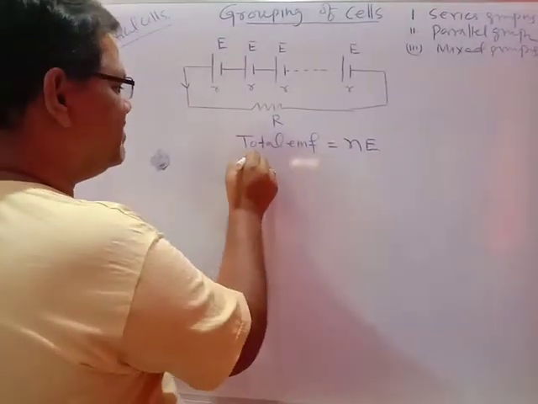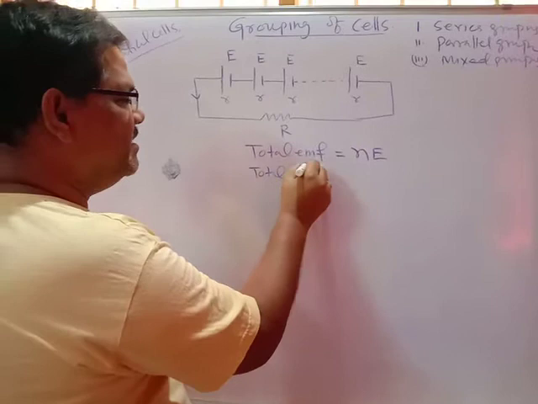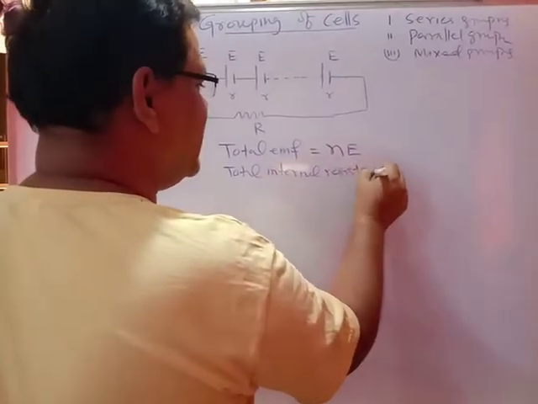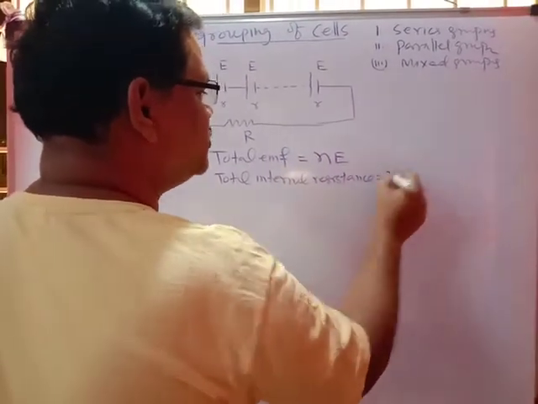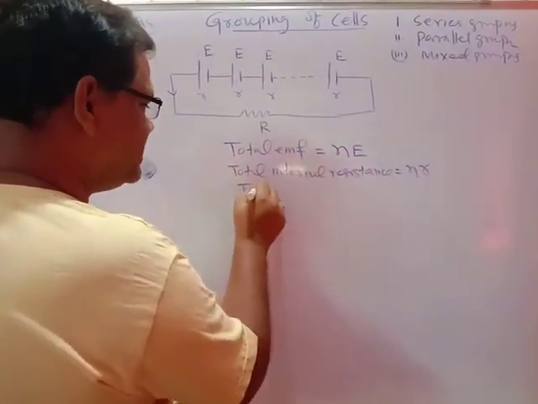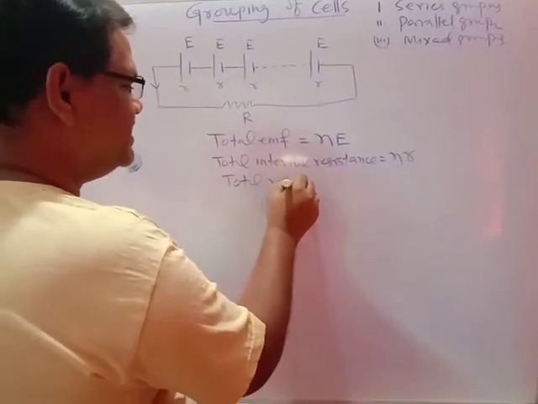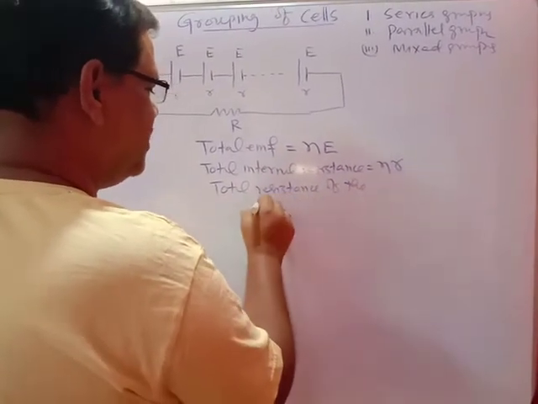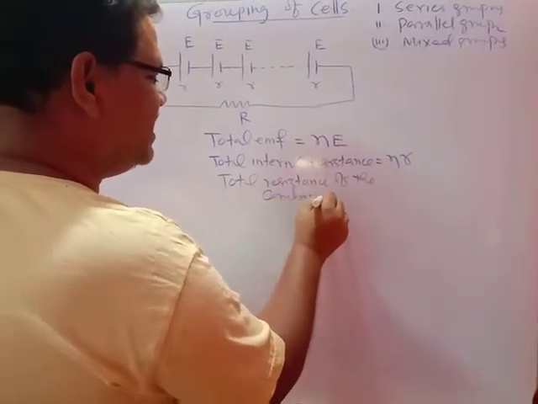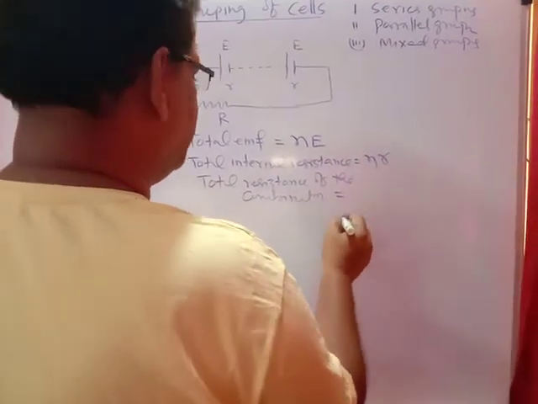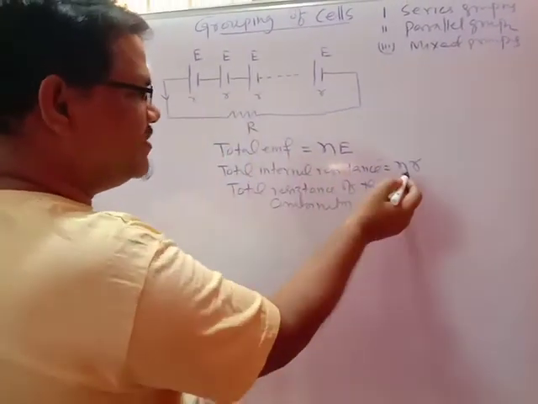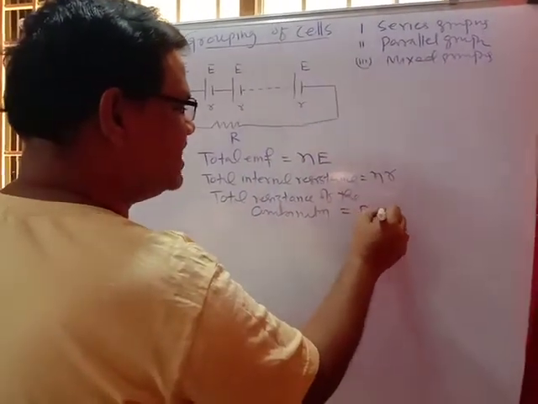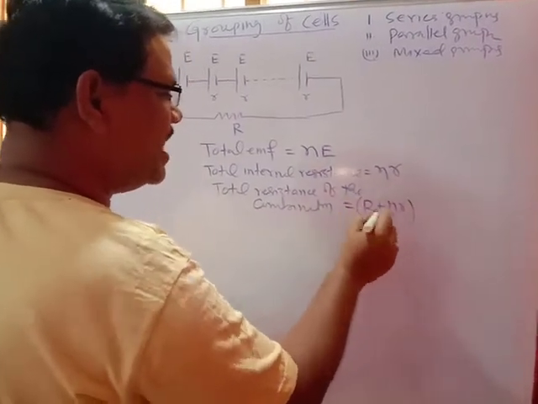So what is the total internal resistance? N number of cells are there, so that is N into small r. So what will be the total resistance of the combination? Because the load resistance is capital R, the internal resistance is Nr, and all are in series, so it will be R plus Nr. The total resistance of the combination is equal to R plus Nr.